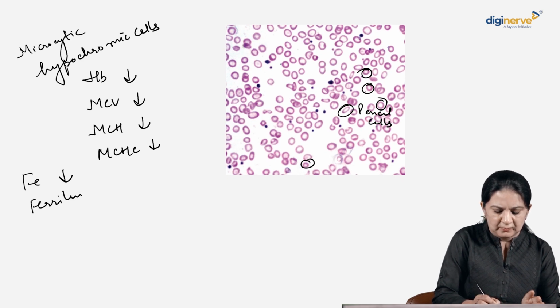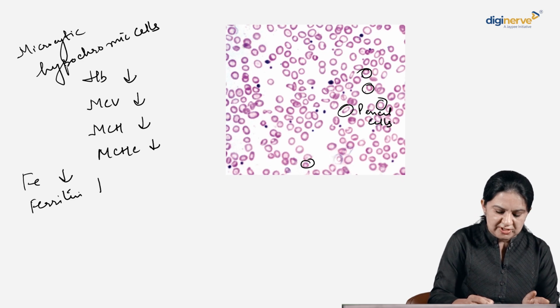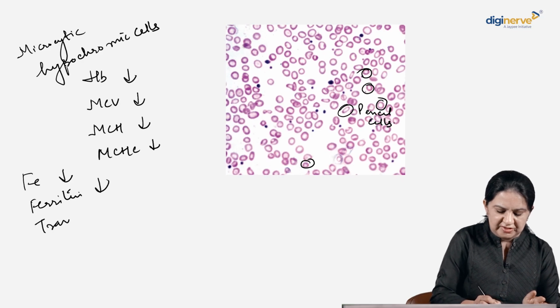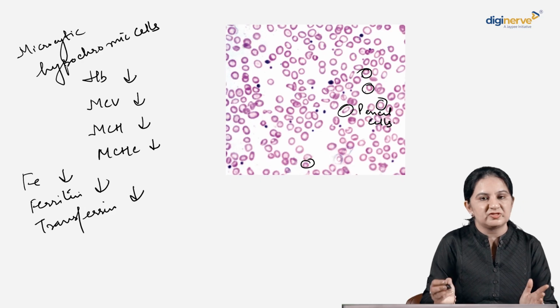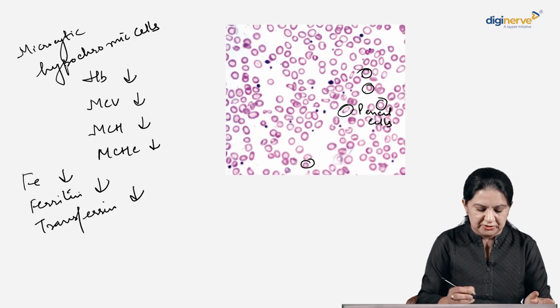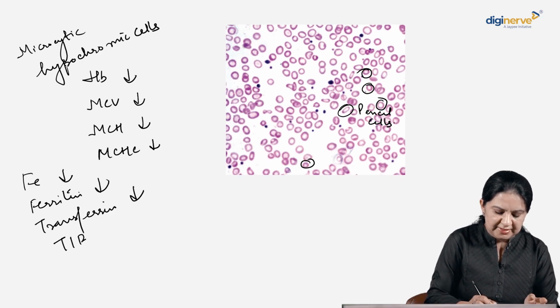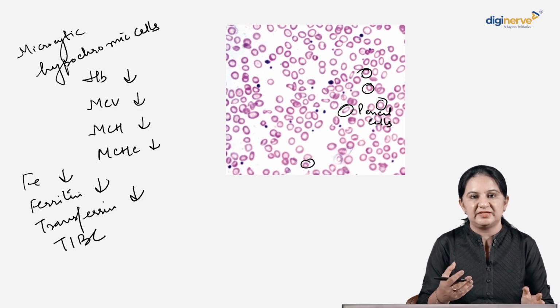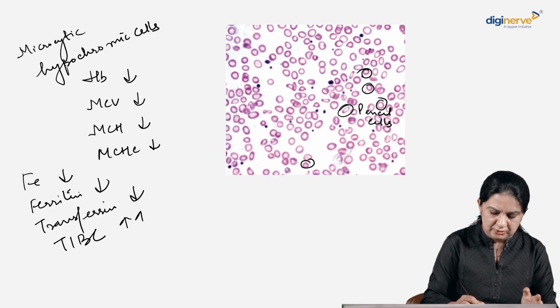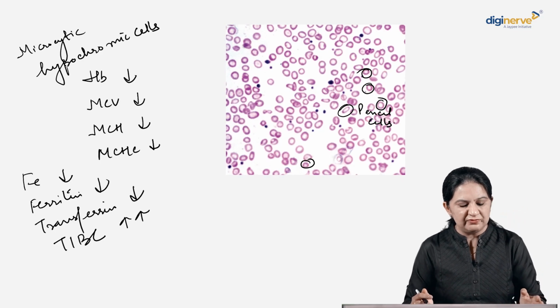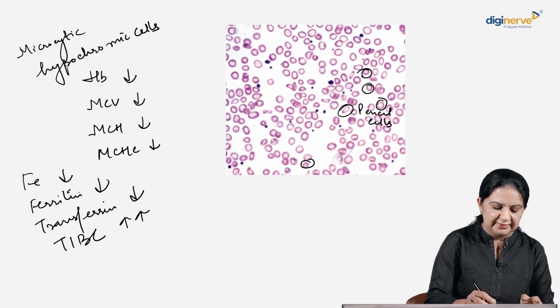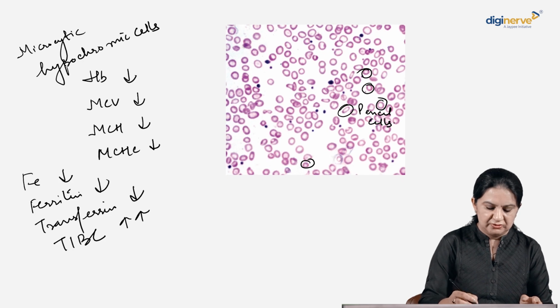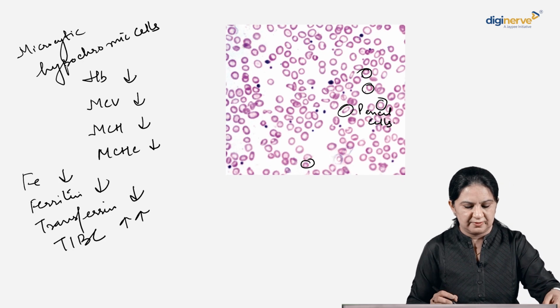Coming to the iron study, serum iron, it is deficient, so it will be decreased. Ferritin, no iron, so no storage, decreased. Transferrin, again decreased. Why? Because there is no iron, so there is no protein to circulate it. Total iron binding capacity, because iron is decreased, the binding capacity will be raised. So these are the lab values of iron deficiency anemia. Iron decreased, ferritin decreased, transferrin decreased, all three decreased, but TIBC increased.